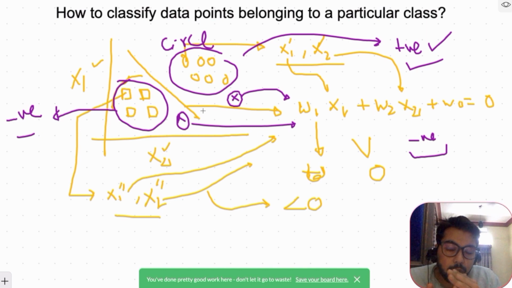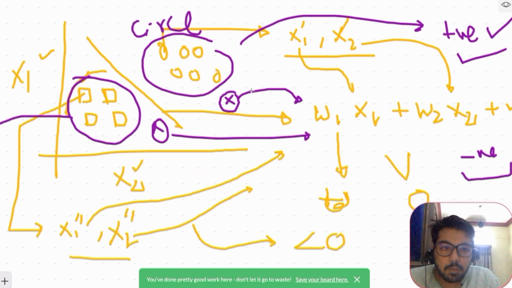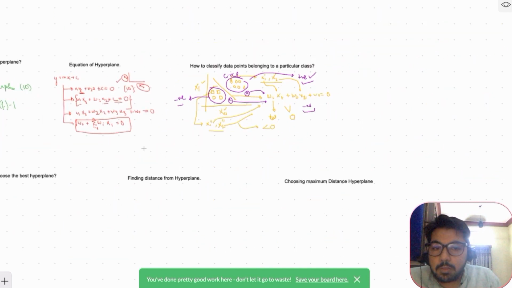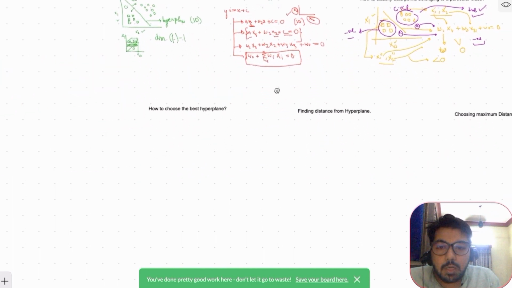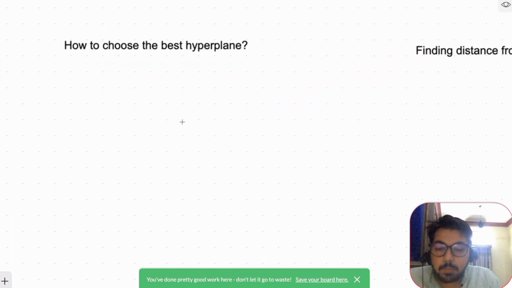So putting any data point in the equation of the hyperplane will result in a positive value if the point belongs to the class ahead of the hyperplane. If it belongs to the class behind the hyperplane, then it will result in a negative value. Okay, having said that, it brings us to our next question: how to choose the best hyperplane.